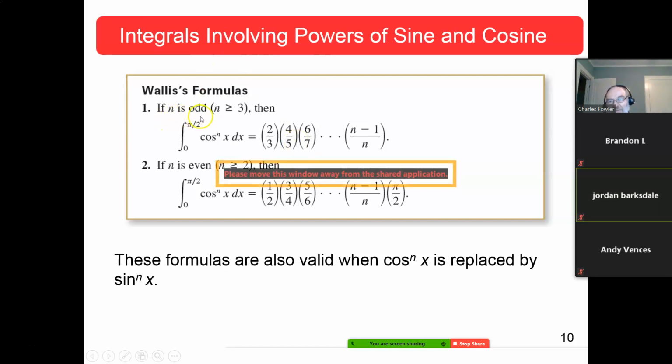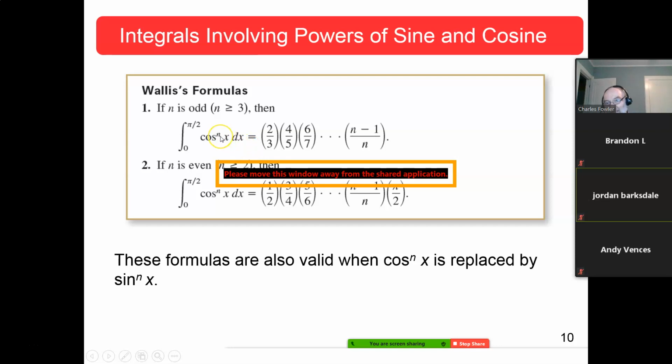So here's Wallis's formula. If n is odd, now the one we just did, n was even. Remember, it was cosine fourth x. But this is n odd, greater than or equal to 3. Then the integral from 0 to pi halves of cosine to the nth x is, rather strange how they do this, 2 over 3. In other words, n minus 1 over n. The first n would be 3, that would be 2/3.